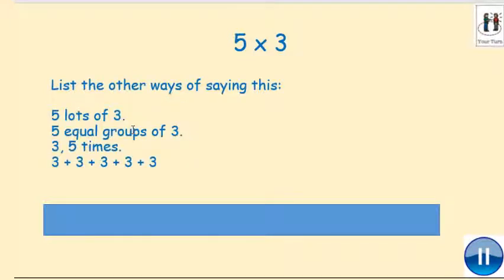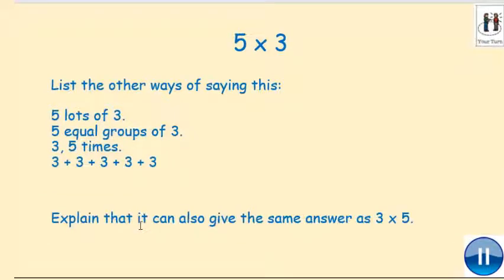You could have written 5 lots of 3. You could have written 5 equal groups of 3. You could have written 3, 5 times. And you could have done repeated addition of 3: add 3, add 3, add 3, add 3. How many of these did you get? It can also give the same answer as 3 times 5. 5 times 3 and 3 times 5 would give you the same answer because they are commutative.